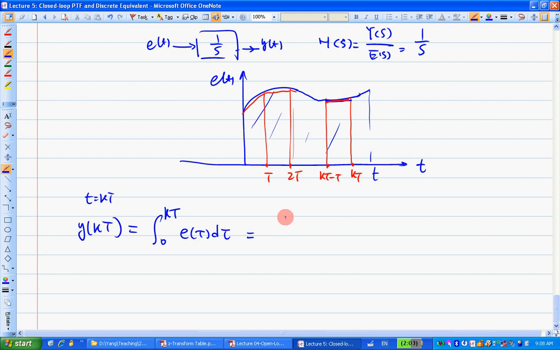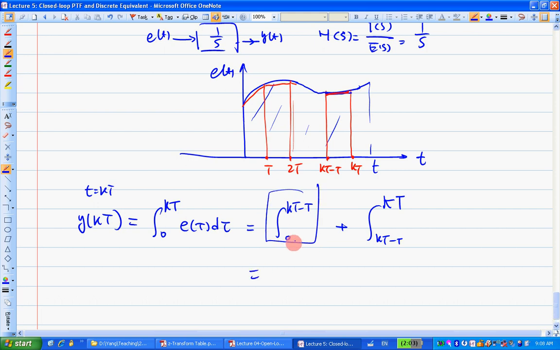What I'm going to do is separate the integral into two parts, basically separating the integral piecewise. That's fine. For the first integral, it's 0 to kT minus capital T. If y of kT represents the area underneath the curve at t equal to kT, then this is going to be this. And this one here is the area from kT minus T to kT.